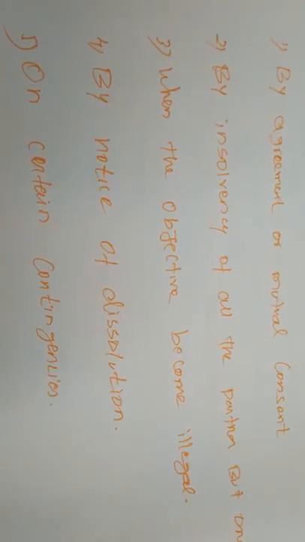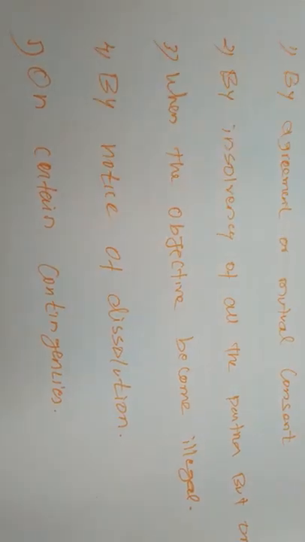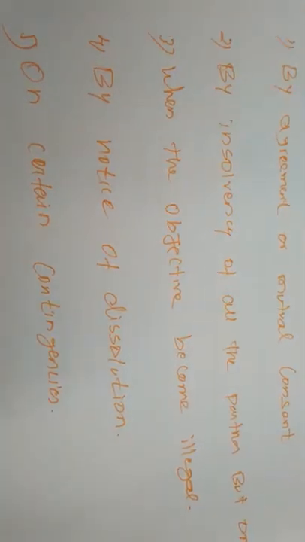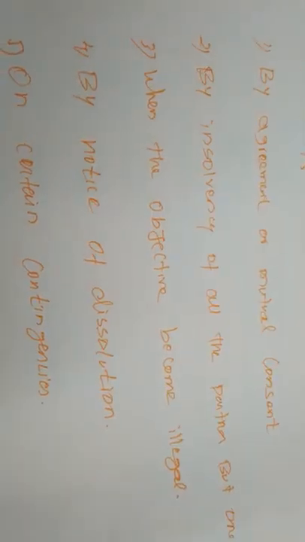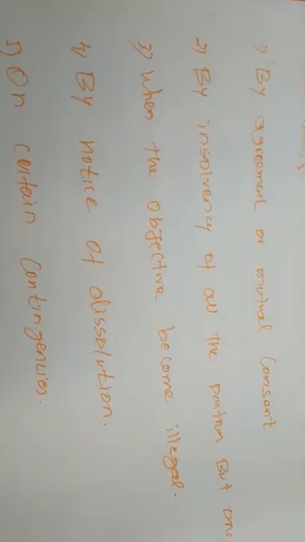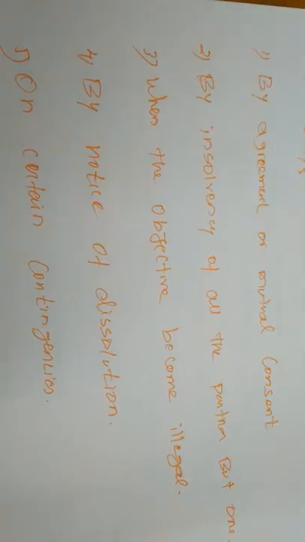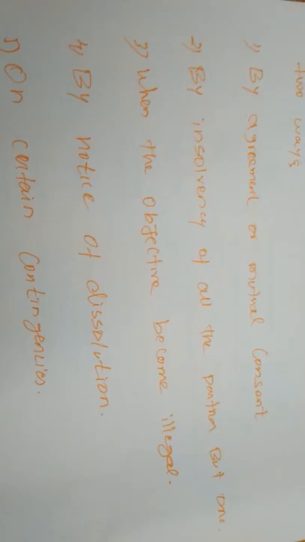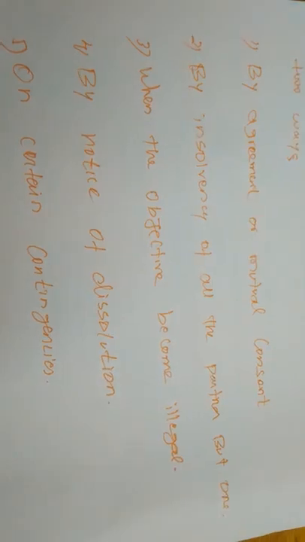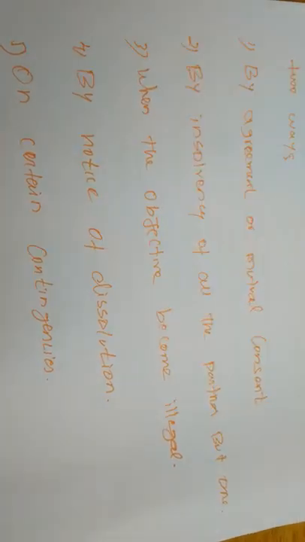Next, by insolvency of all the partners but one. If any of the partners is adjudged insolvent, it is necessary to dissolve the firm. Suppose any partner, maybe the active partner, becomes insolvent. Insolvency means the person is not able to continue the organization, or is affected by lunacy or some mental affliction. Then the partnership organization will come to an end, because in the absence of the active partner, if other partners are not able to continue the business, it automatically comes to an end.